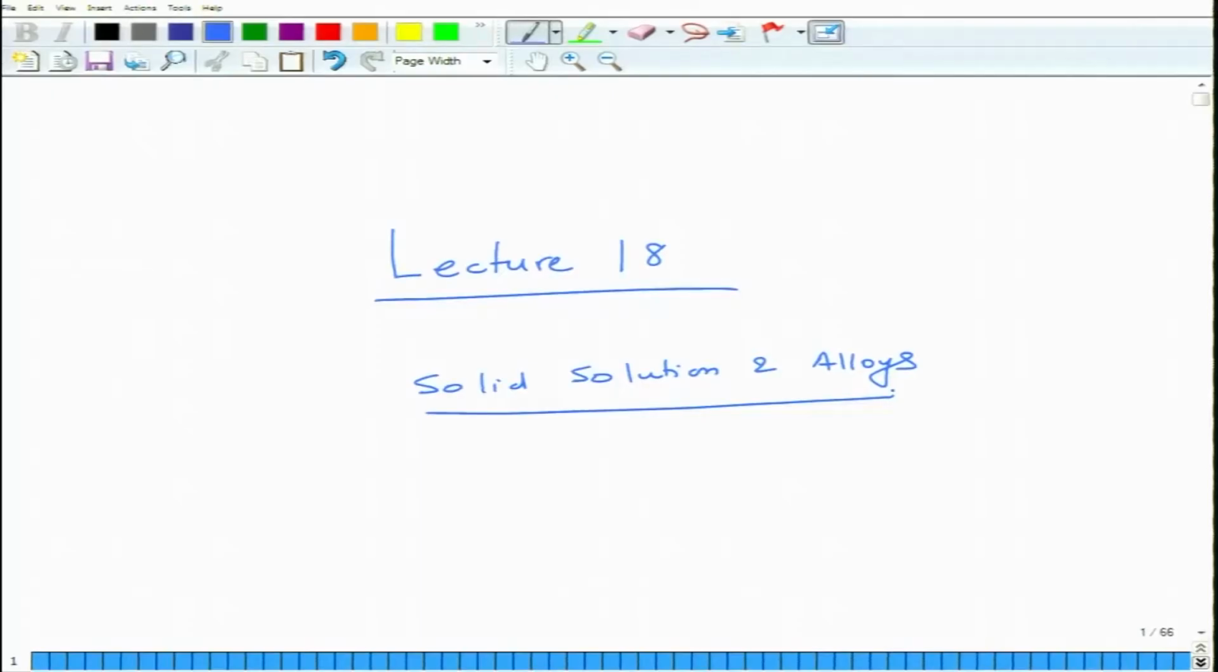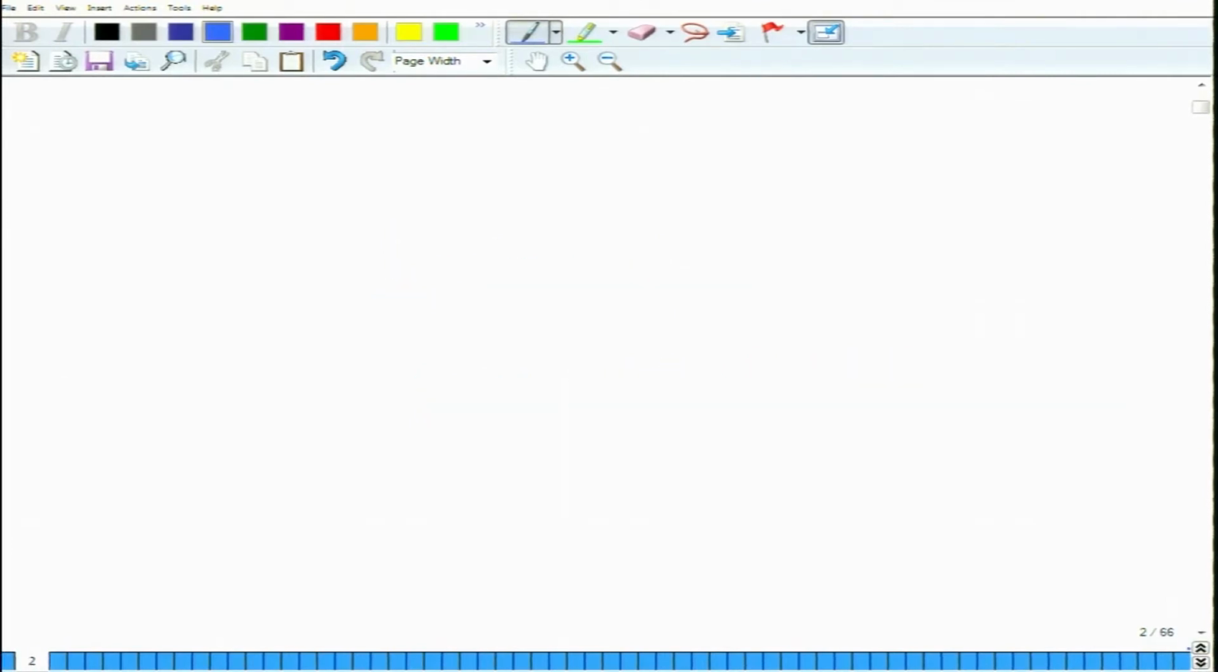We are again going to talk about solid solution alloys in this lecture 18, continuing from where we were in the last lecture. In the last lecture we said that when you put an impurity in a material, the impurity may go to either a substitutional site or an interstitial site. If it goes to a substitutional site, it makes a substitutional solid solution, and if it goes to an interstitial site, it makes an interstitial solid solution, and where it goes is determined by the size.